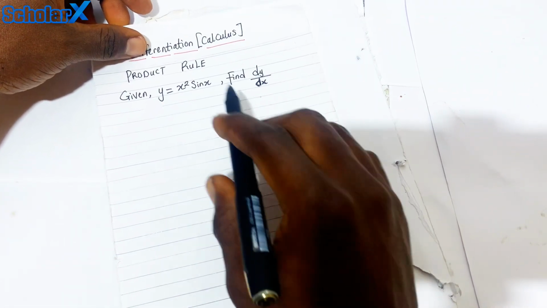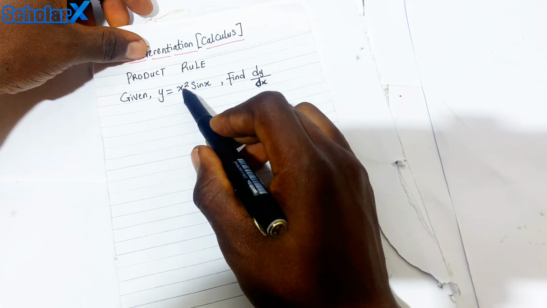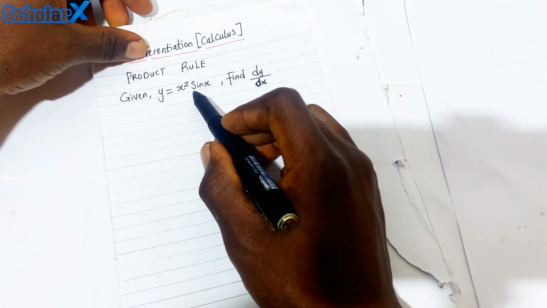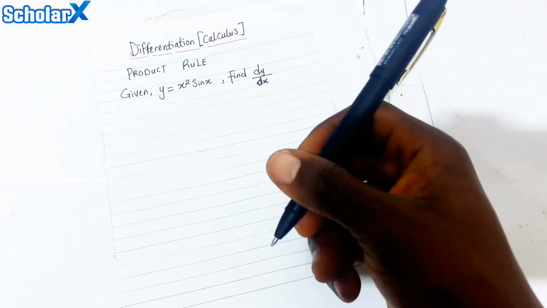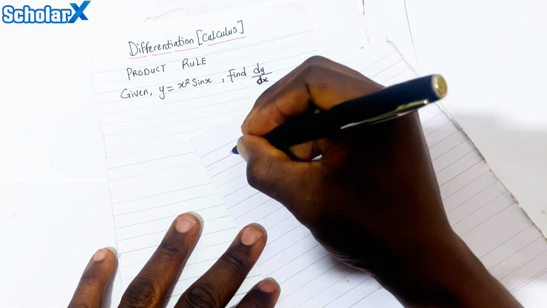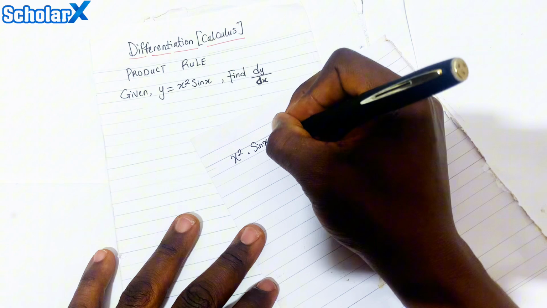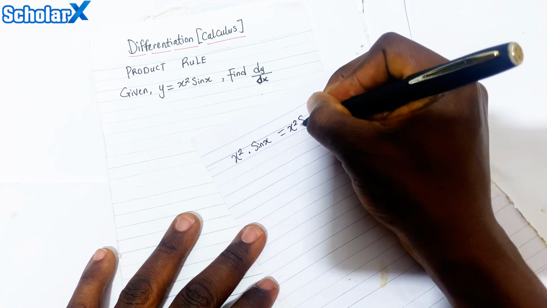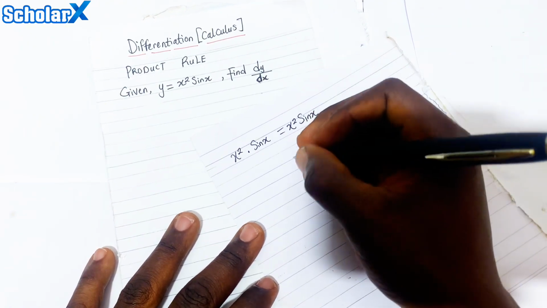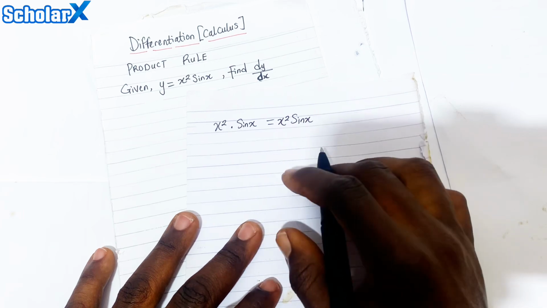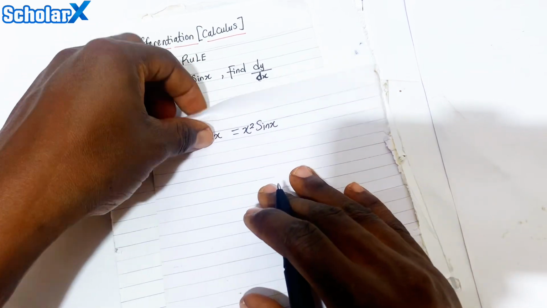Now, we know that this is a product, because it takes x squared multiplied by sine x to give you x squared sine x. So they are products of themselves. Now, what's the formula for the product rule?